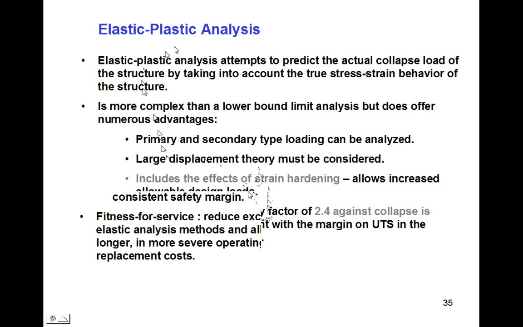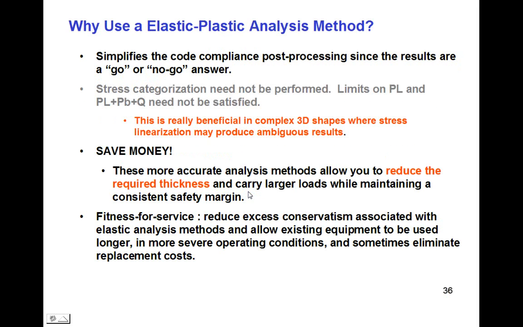So why use an elastic plastic analysis? Well, it's very simple. It provides a go or no-go answer. The structure either collapses as per the loads given in tables 5 in part 5 of 2007 Division 2. It either collapses or it doesn't. The strains either satisfy the fatigue and the ratcheting requirements or they don't. This may be particularly beneficial with very complex three-dimensional shapes where it is difficult to stress linearize those results.